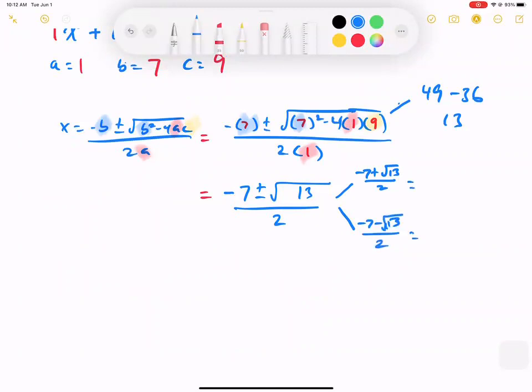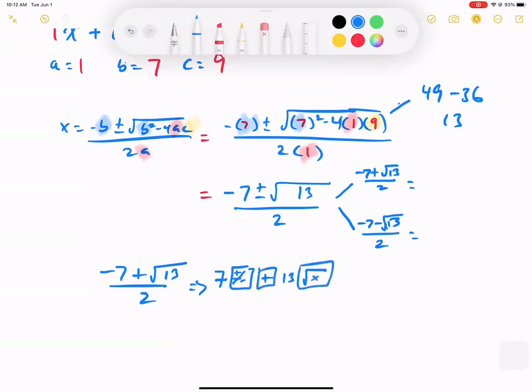Now to practice this with our calculator again, let's go ahead and write it. Negative 7 plus square root of 13 divided by 2. So on my calculator, I have to hit 7 first, and then hit the plus and minus sign, plus 13 square root symbol, equals, then divide by 2.